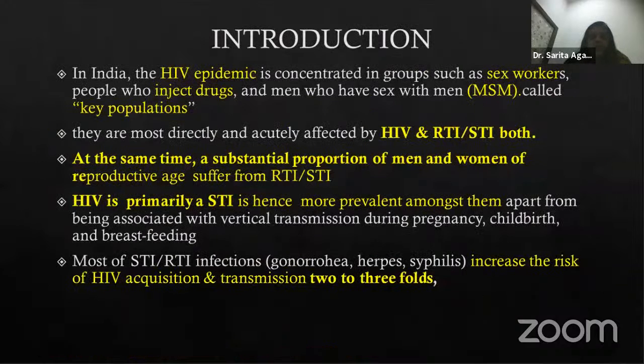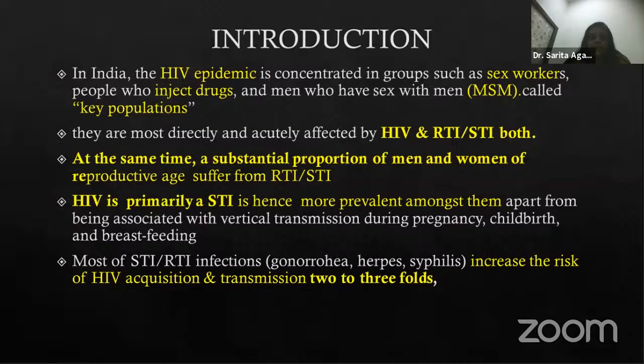So, talking about the integration part, let me introduce why we are talking about the integration of HIV services along with the reproductive health services. If you look at the HIV epidemic, it is concentrated in some key populations. These key populations are mostly the sex workers, injectable drug users, and MSM. Apart from that, all the persons who are affected with RTI and STI, reproductive infections, are again a vulnerable group for developing HIV. So they are mostly affected by both HIV and RTI together.